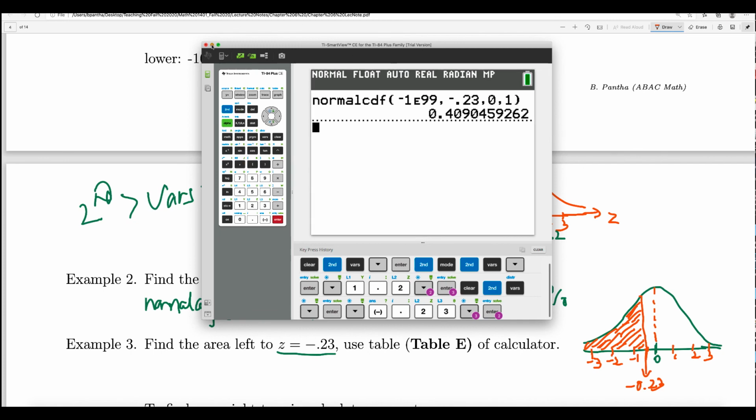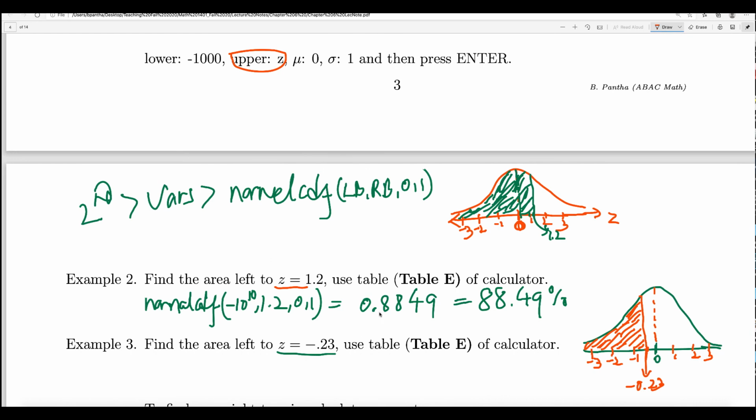What does 0.4090 mean? That means this area is 0.4090, which is 40.90%. That makes sense because this shaded area is less than 50%, since it starts left of 0. All the area left of 0 is 50%, but all the area left of negative 0.23 will be 40.90%.